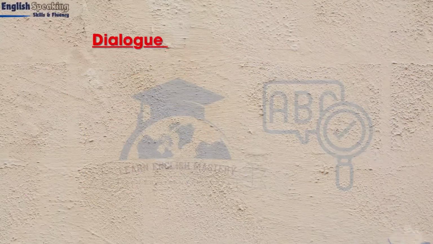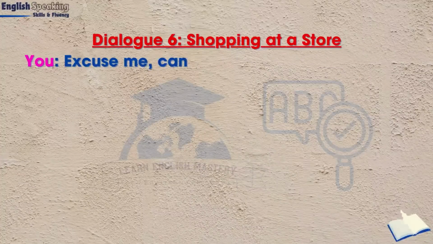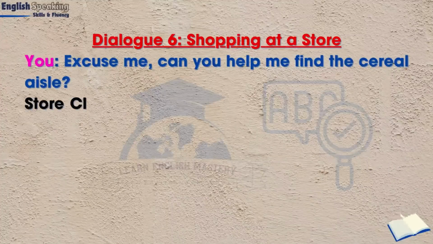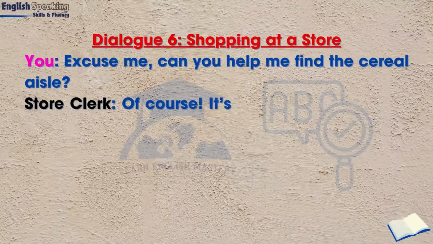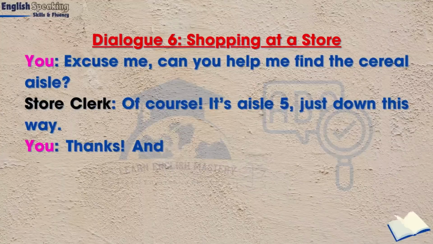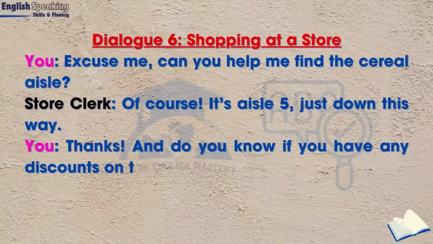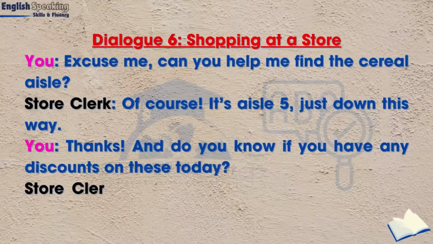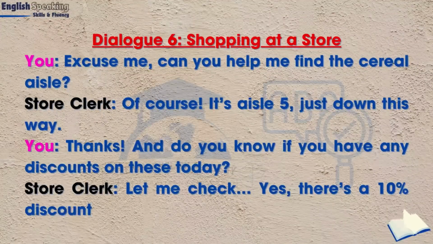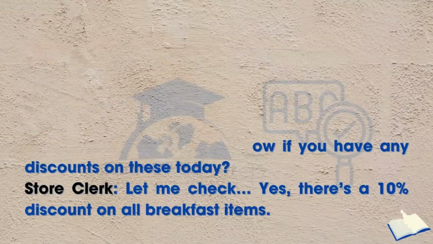Dialogue 6, shopping at a store. Excuse me, can you help me find the cereal aisle? Store clerk: Of course. It's aisle 5, just down this way. Thanks. And do you know if you have any discounts on these today? Store clerk: Let me check. Yes, there's a 10% discount on all breakfast items.